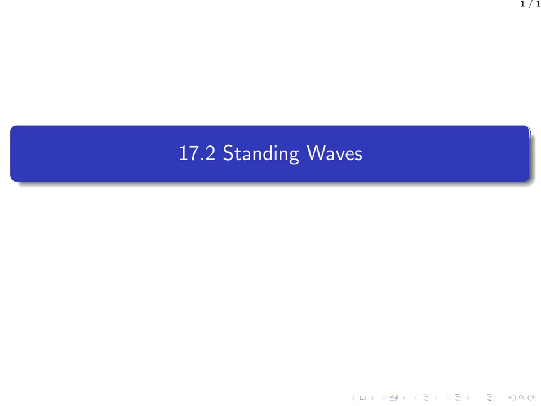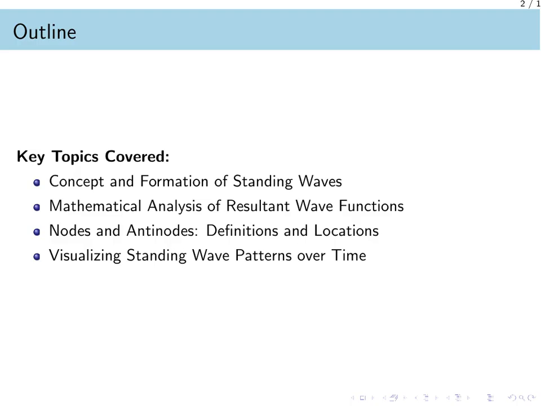17.2 Standing waves. In this session, we will cover several key topics regarding standing waves. We will begin with the fundamental concept and the specific conditions required for their formation. This leads into a mathematical analysis of the resultant wave functions that describe these patterns. A critical part of our study involves defining nodes and antinodes, including how to determine their specific locations within a medium. Finally, we will use visual aids to understand how these standing wave patterns evolve over time, contrasting them with the traveling waves we have studied previously.